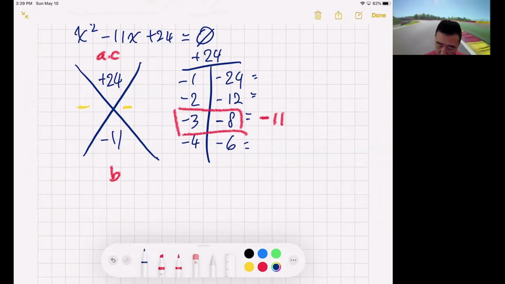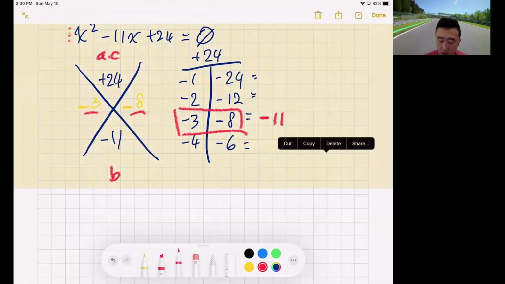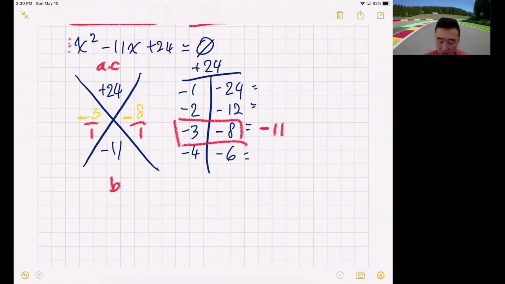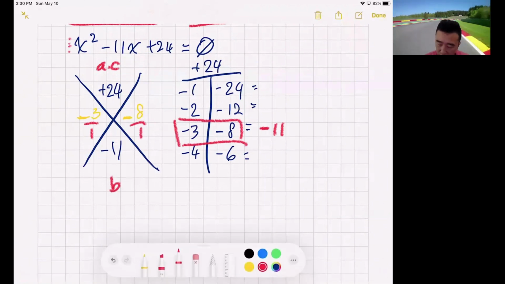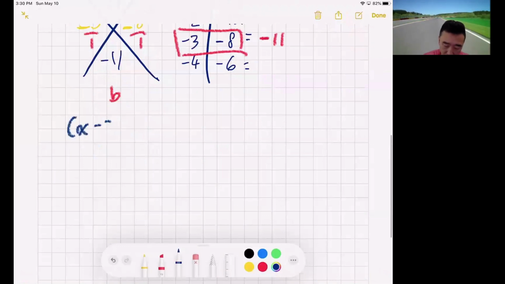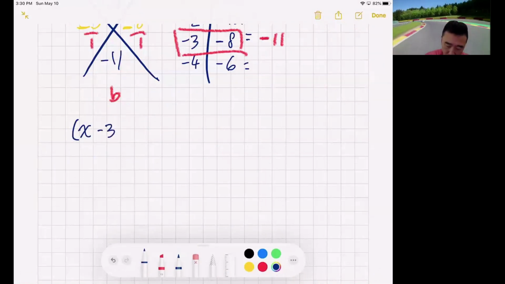So I'm going to put negative 3 and negative 8, and I'm going to attempt to divide that by a. In this case, a is 1. So I don't have to go any further. Simplifying by 1 doesn't change anything. So in this case, thankfully, it was an easy one. The factors are x minus 3 and x minus 8.